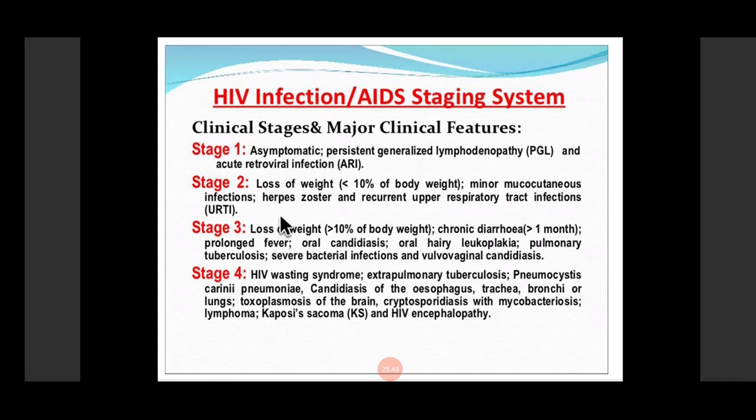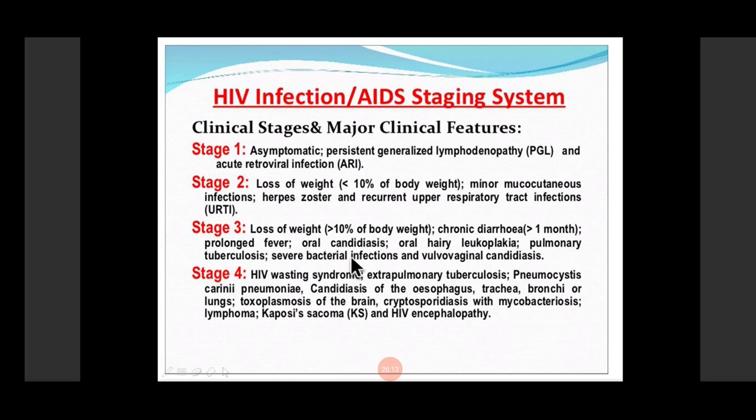Someone has asked, ma'am, what's the reason for clinical latency? Clinical latency develops because of the host immune response. After acute viremia, the host immune response comes into play, and there is containment of the viral replication, and a gradual improvement in the CD4 plus T cell count.